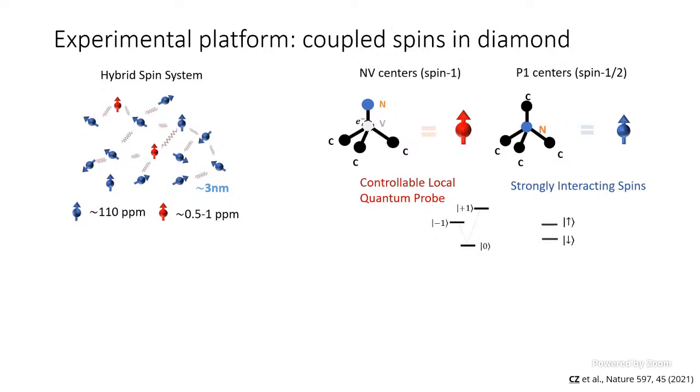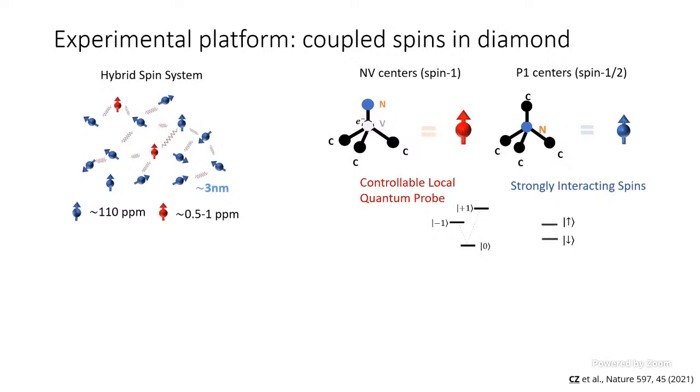And thanks for Elizabeth's question. As I mentioned, we can only convert a small portion of the nitrogen to NV centers. So typically in this system, you have a very strongly interacting nitrogen spin bath, which is what we call the P1 center, a spin-1/2 degree of freedom. And then we also have a dilute ensemble, like 0.5 to 1 part per million, of NV centers, which act as a local controllable quantum probe to study the dynamics of the P1 centers.